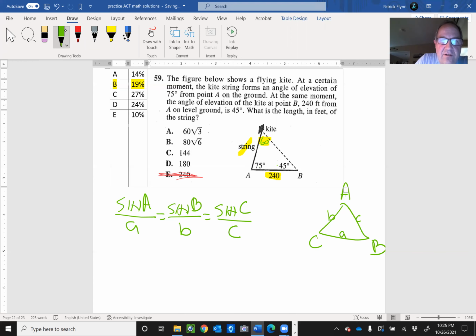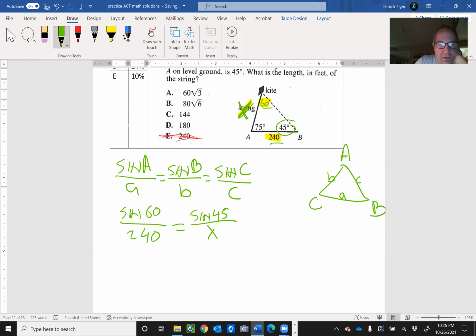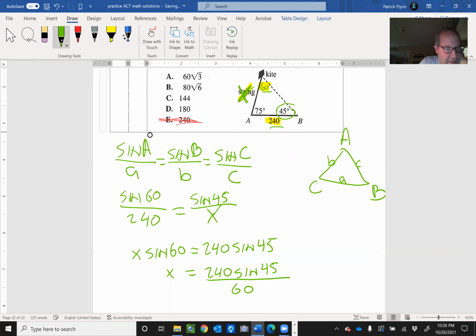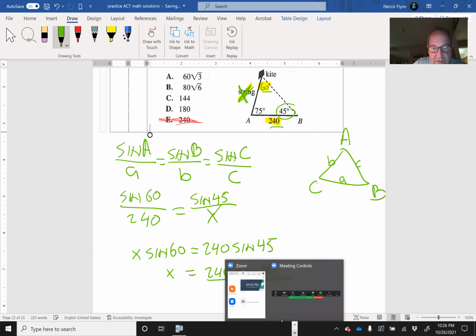Now, this is x, right? So I'm going to say that the sine of 60 over 240, that's these two, has got to equal the sine of 45 over x. And now we just need to solve it out. Well, I cross multiply first, right? And then I divide by 60. Okay, I use my calculator, so let's go ahead and do that.